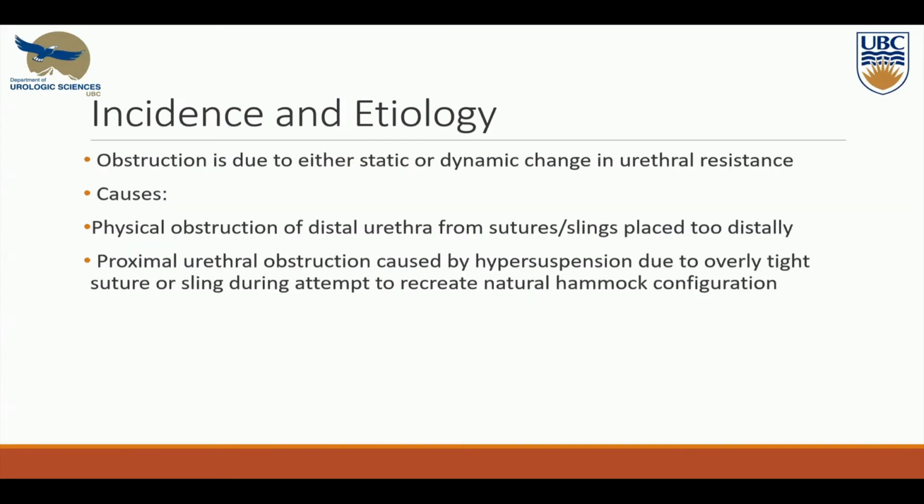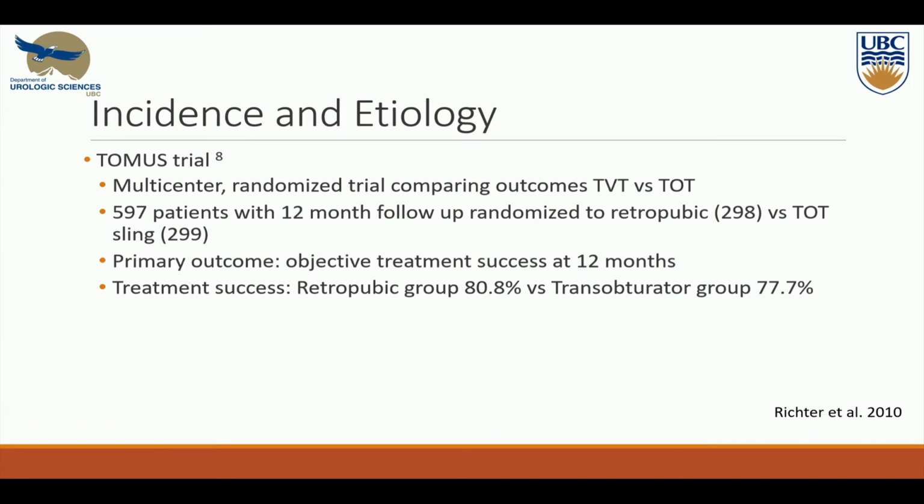We do know that obstruction can be either due to a static or dynamic change in the urethral resistance. Different causes are reported, including physical obstruction of the distal urethra from maybe the sling being placed too distally, or you may have increased proximal urethral obstruction. This is due to hypersuspension configurations, when you put a sling or a very tight suture and you're trying to recreate the natural hammock configuration, and you get hypersuspension.